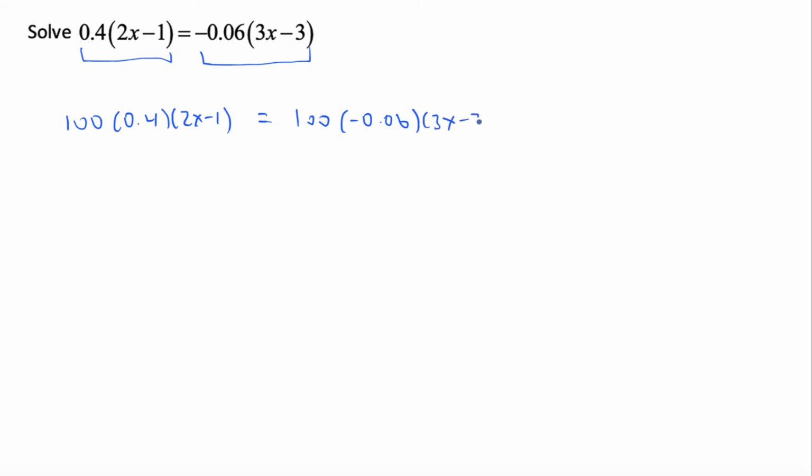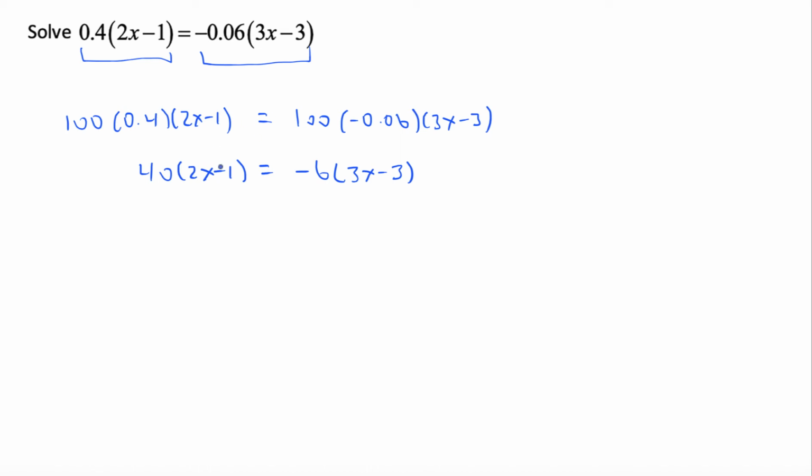And notice what happens. Here, 0.4 times 100, that means we have to move this decimal place 2 spots to the right. So that means this becomes 40. And what happens here when we multiply negative 0.06 times 100? That means we move the decimal place 2 spots to the right. That actually just becomes negative 6. So what we've done is multiply every term by the same number, in this case 100, and we have successfully canceled out the decimals here.